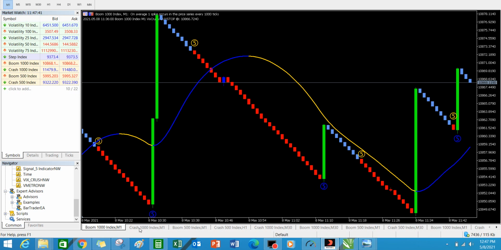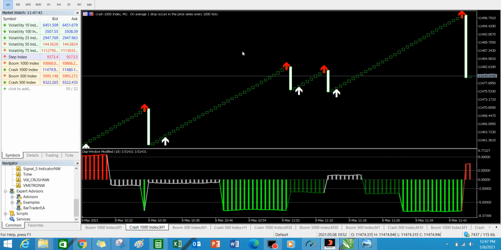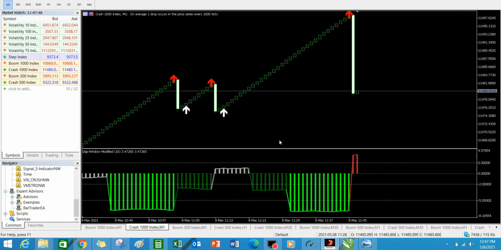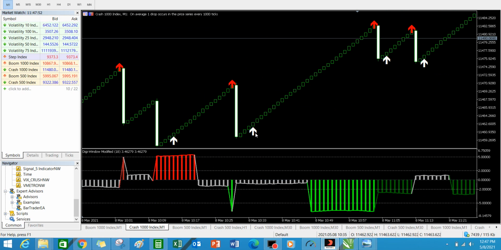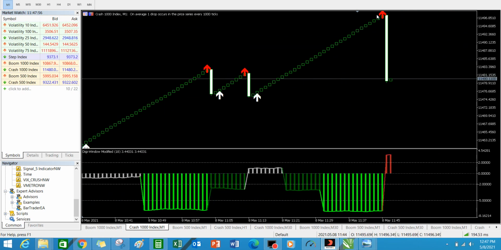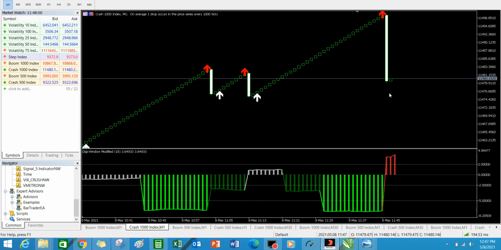Now let's check out what is happening on Crash 1000. I'm using the crusher indicator. Crash 1000 has been on an uptrend for a while. We got our buy signal here, and it got confirmed there, and it went up to this level. Right now it has gotten to the resistance level and crashed down, and you can see the red showing here already, which means it is on a downtrend at the moment.